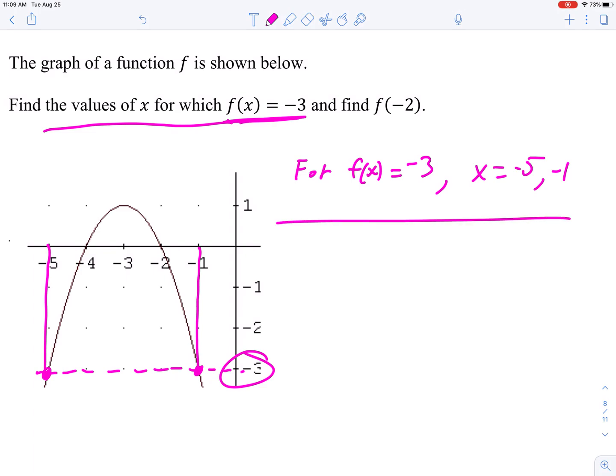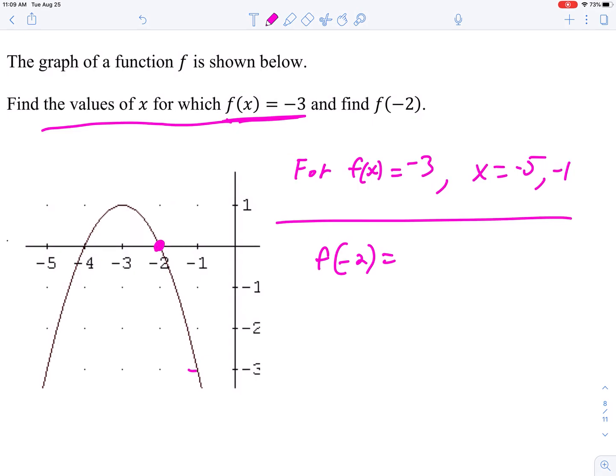Okay? Second part says find f of -2. Well, f of -2 just means for an input of -2, so an x value of -2, which is right here. What's the y value on the graph? Oh, that's pretty easy. It is 0. Okay, so if we had the formula for this graph, plug in a -2, we should get an answer of 0.